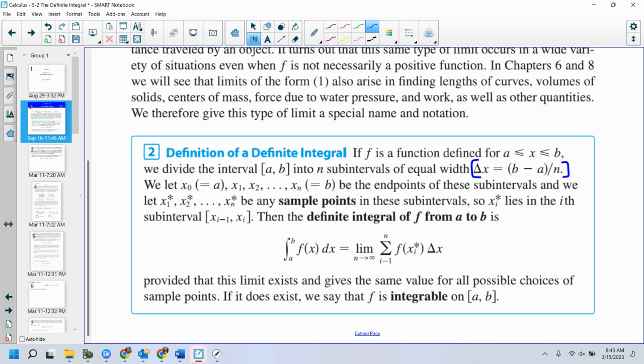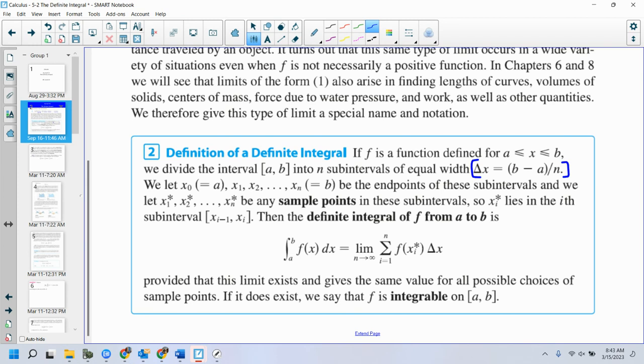Well, what if I don't force that to be an endpoint? What if I say, okay, in that interval, I'm going to choose a point somewhere in that interval to calculate the area for that given rectangle. And that's what they're saying here with this little asterisk. It's got to be a sample point somewhere in that sub-interval.